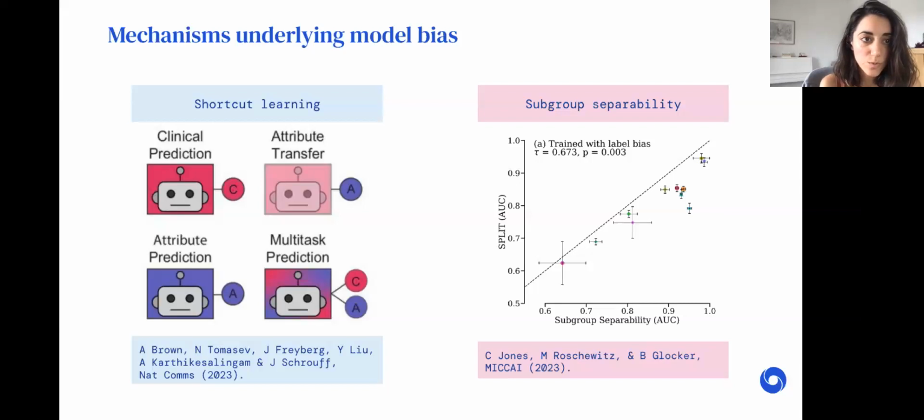There's more recent work by a group at Imperial College where they looked at subgroup separability, and this is about to appear at the MICCAI conference this year. So what they've shown here is they use this split metric that essentially measures information regarding sensitive attributes in the representations. And they juxtapose that to subgroup separability.